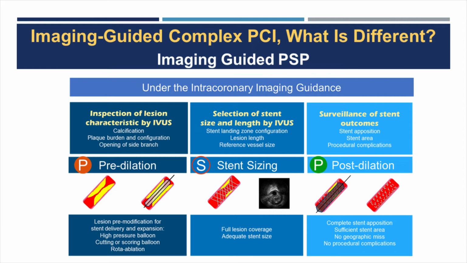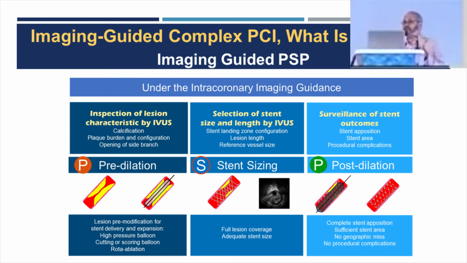Then you select the stent size. What should you look for? We should look for the stent landing zone first, then we go for stent length, then we go for the stent reference size. Then we do stent sizing. After stent sizing, we go for surveillance of the stent outcome, whether the stent edge is over-expanded or under-expanded, or any edge dissection or not. So this should be remembered, PSP philosophy, to use IVUS-guided PCI.